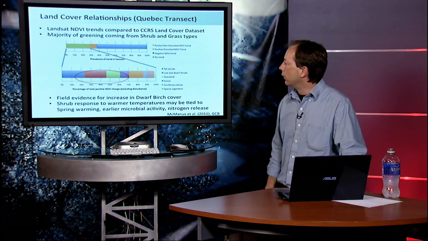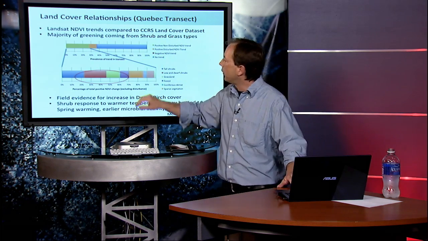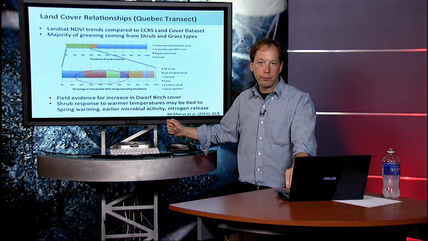And that's brought out in this analysis where we actually compared our NDVI trends to the Canadian Centre for Remote Sensing land cover product, which is a 30-meter resolution land cover product, and found that the majority of the greening was coming from shrub and grass types that they had mapped in 2000. So this was actually in line with several studies that have already been published using field data.